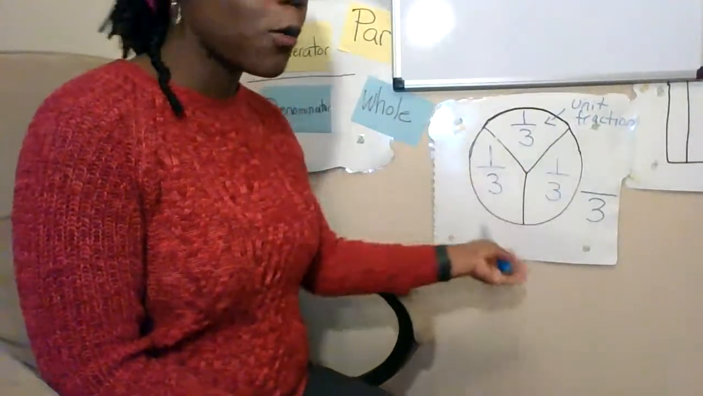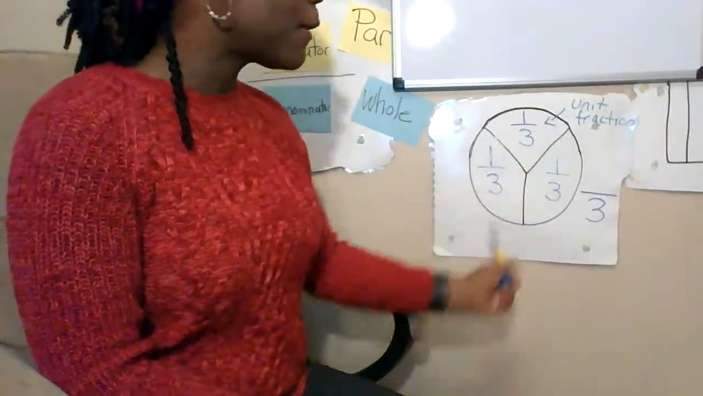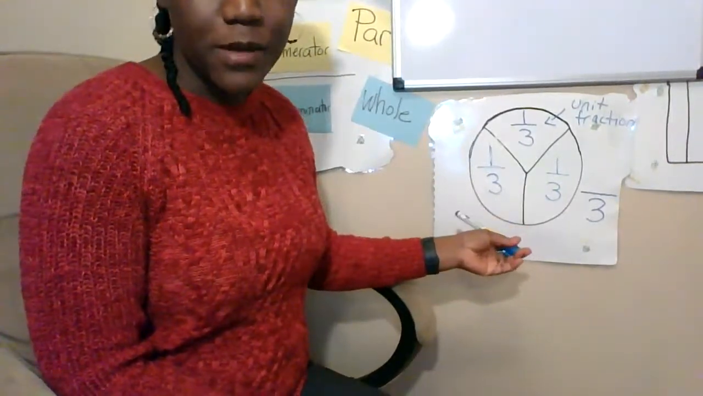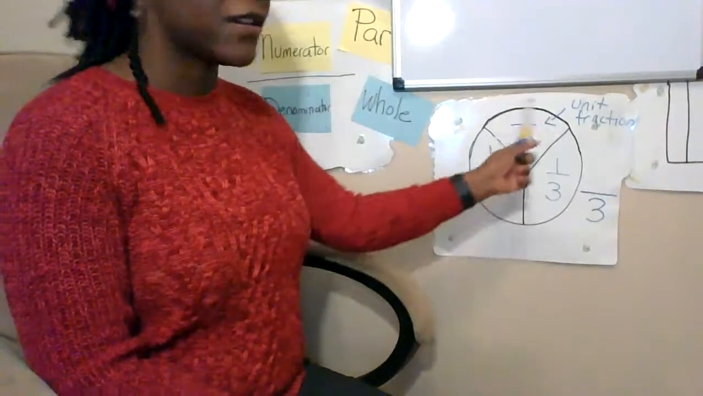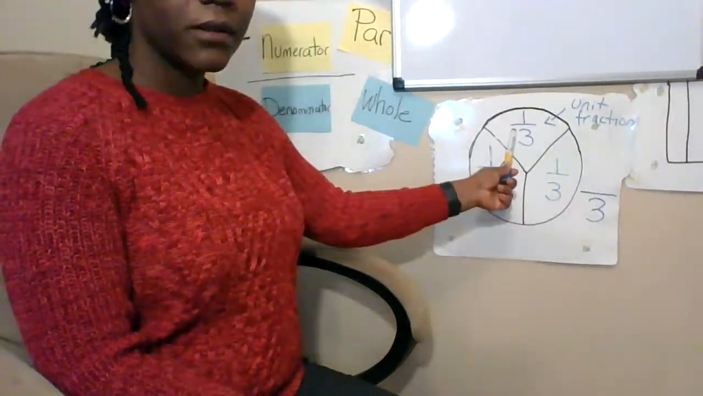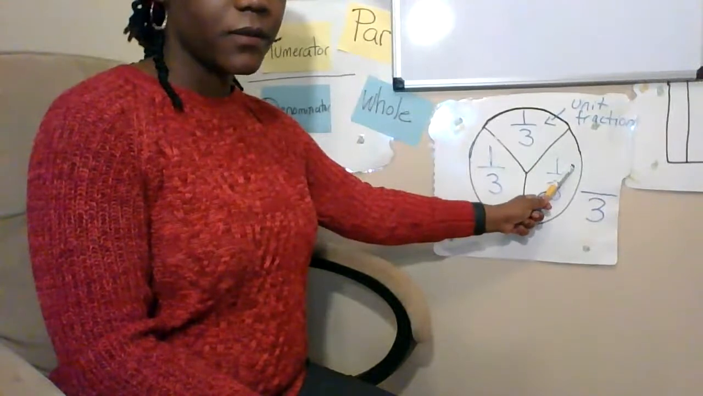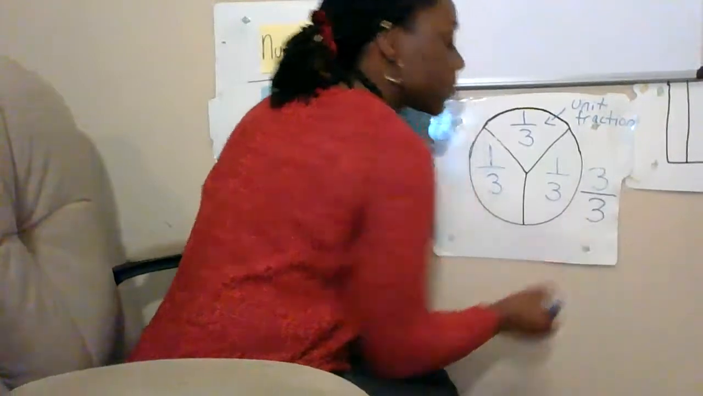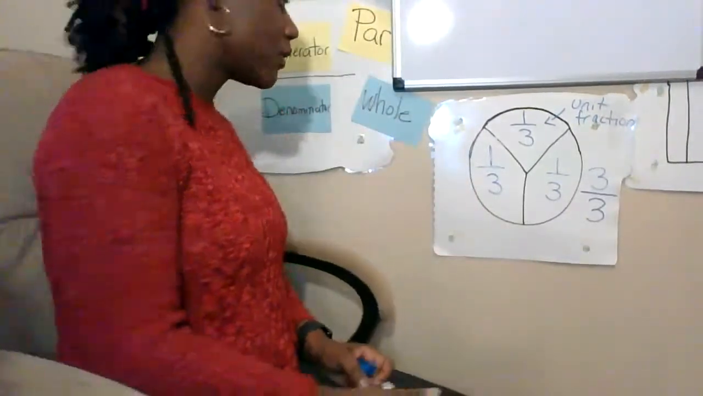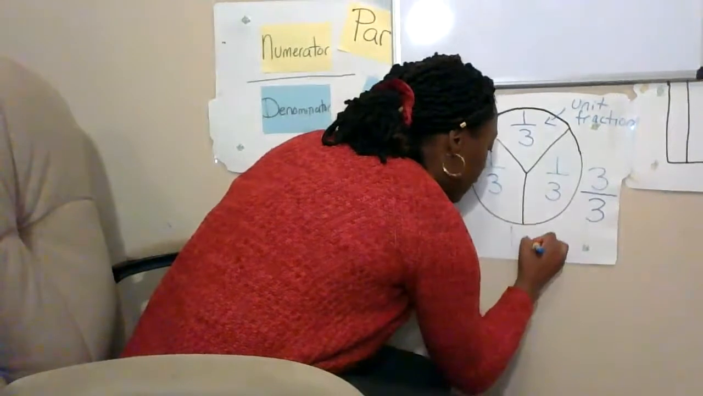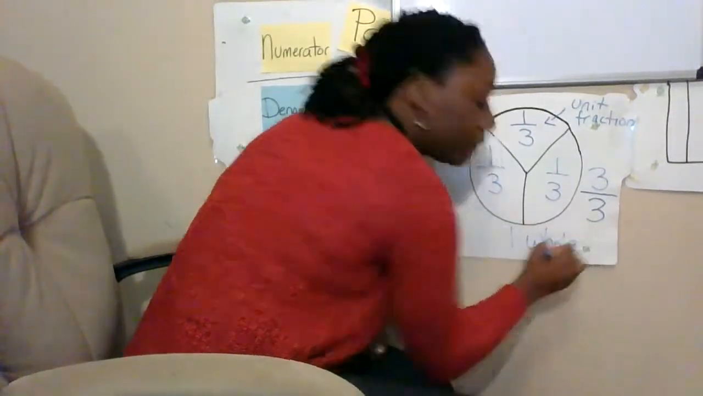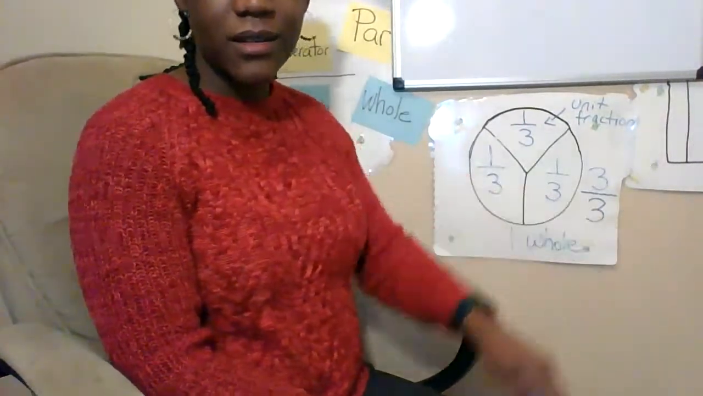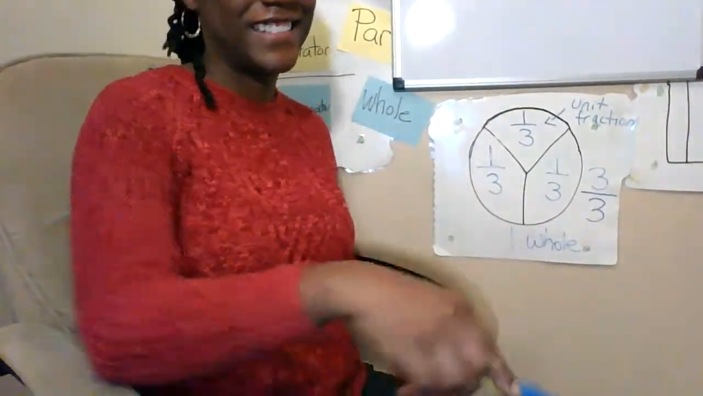Altogether, the whole pie or the whole pizza, how many thirds do we have here in this pizza? Yes, I'm glad that you remember. How many thirds do we have here? We have 1/3, 2/3, 3/3. So the whole pizza is 3/3. 3/3 also equals 1 whole. So we have 1 whole pizza or 3/3. Okay, Genesis.